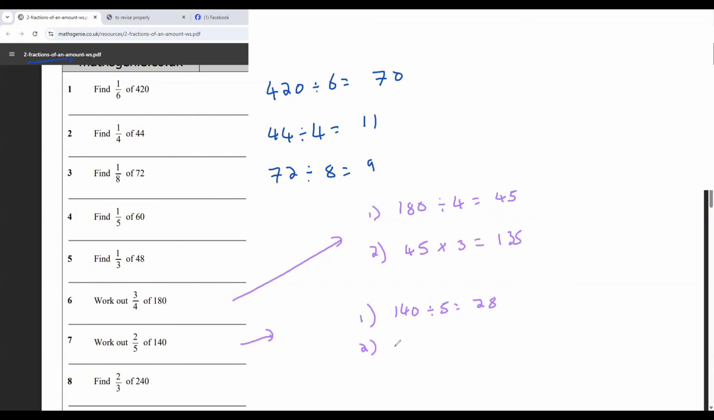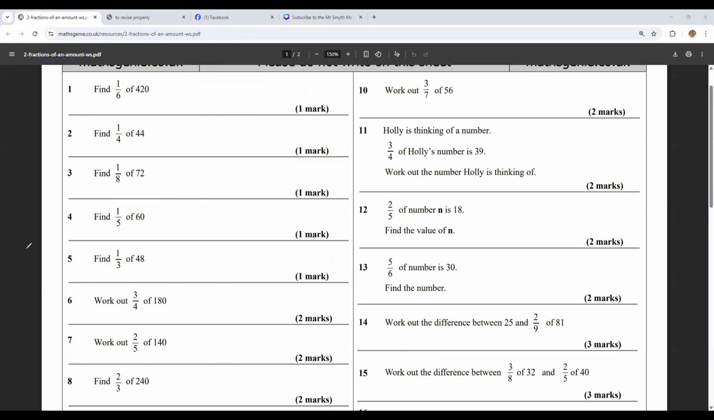So we've got the 28, and then we're just going to times it by the top. So 28 times 2 is going to get us 56. Essentially, and by the way this works for all of them, including the ones with 1 at the top, you just divide by the bottom, times it by the top, and that's all you need to do.